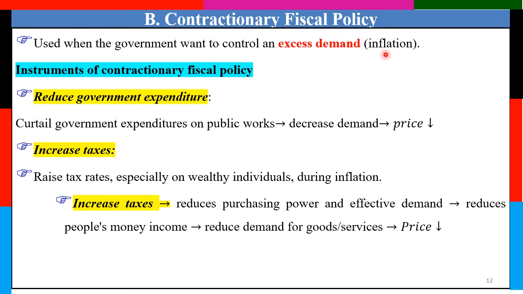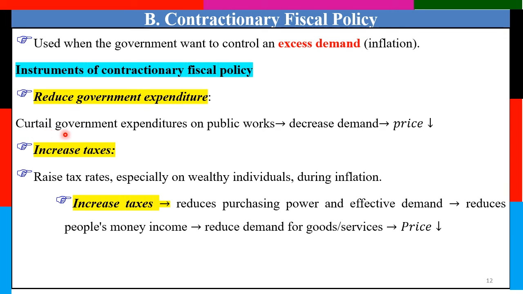So how can we overcome this inflation, or how can we overcome the excess demand? We have two types of instruments for the contractionary fiscal policy. The first one is reducing government expenditure, the opposite of what? The expansionary. Now the government, in order to overcome the problem of inflation, again the problem of excess or over demand, should cut or reduce its expenditure.